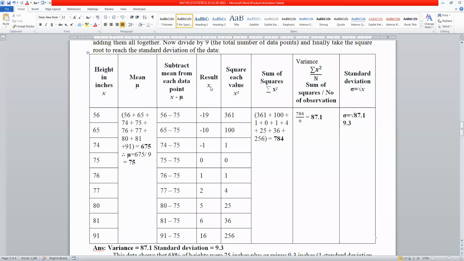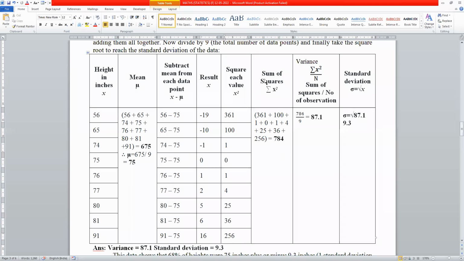Now what you should do is square each result, x. If you square minus 19, you get 361; 19 into 19 is 361. If you square minus 10, it is 100. Minus 1 square is 1. Then 0 square is 0, and 1 square is 1. 2 square is 4. 5 square is 25. 6 square is 36. 16 square is 256. I hope you have understood this.